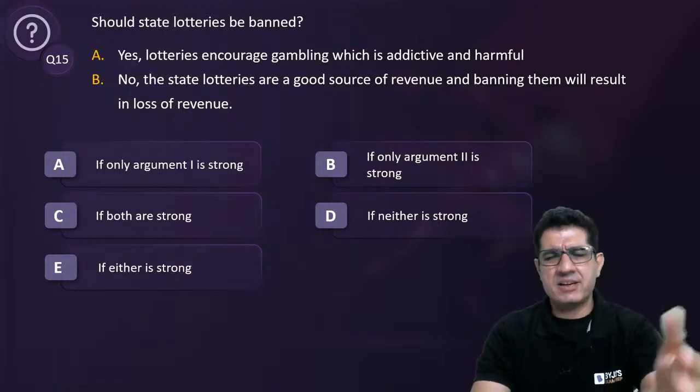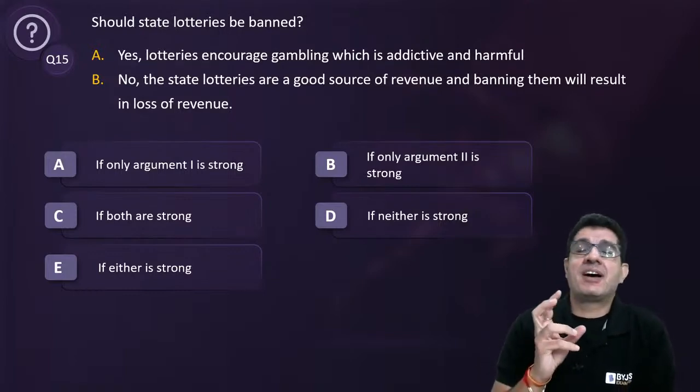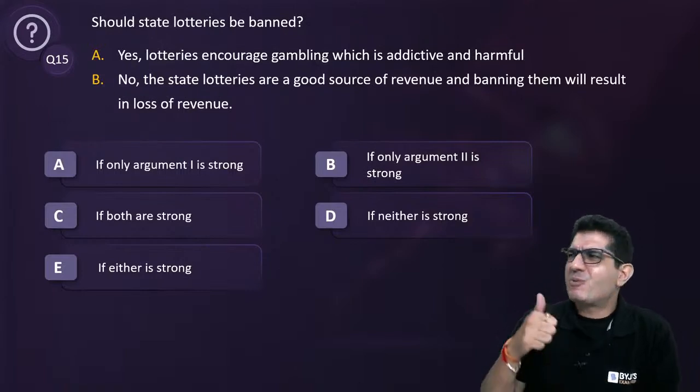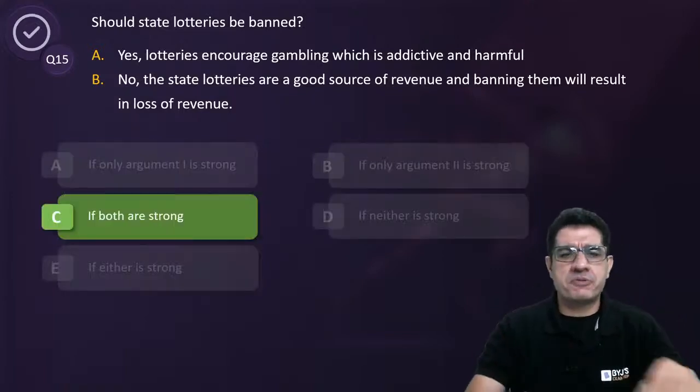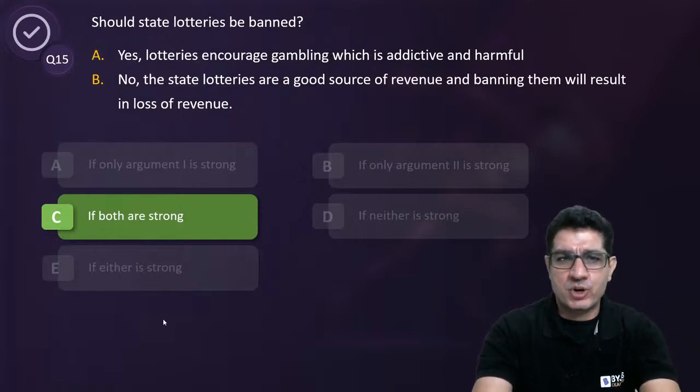So absolutely, I think yes, in this case, see, a lot of people at times hesitate in choosing both as strong because they say that, okay, on one hand I'm saying yes is strong, and then can I also say no is strong? Absolutely yes. Question number 15th, C is an absolutely correct answer choice. There is nothing wrong with it.